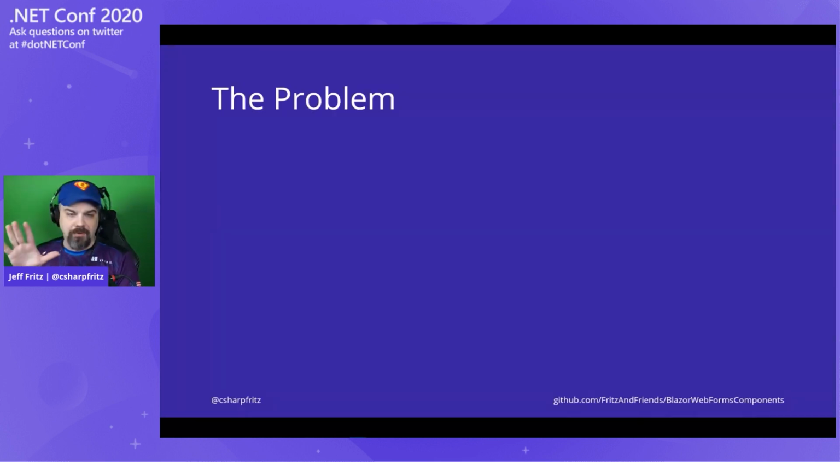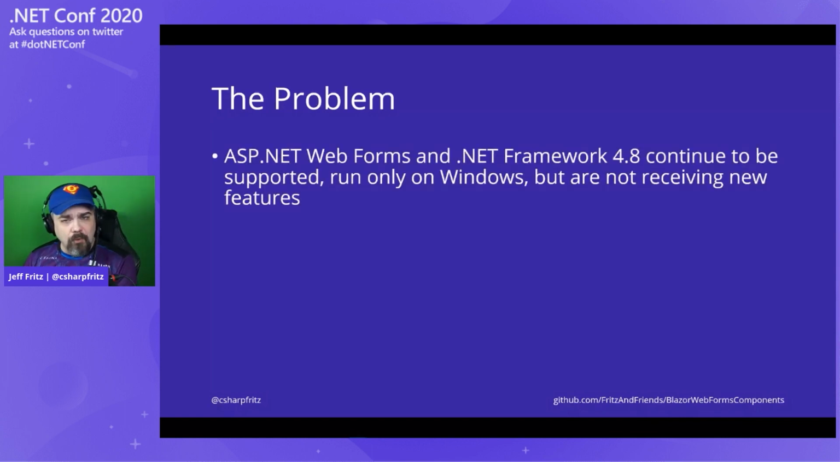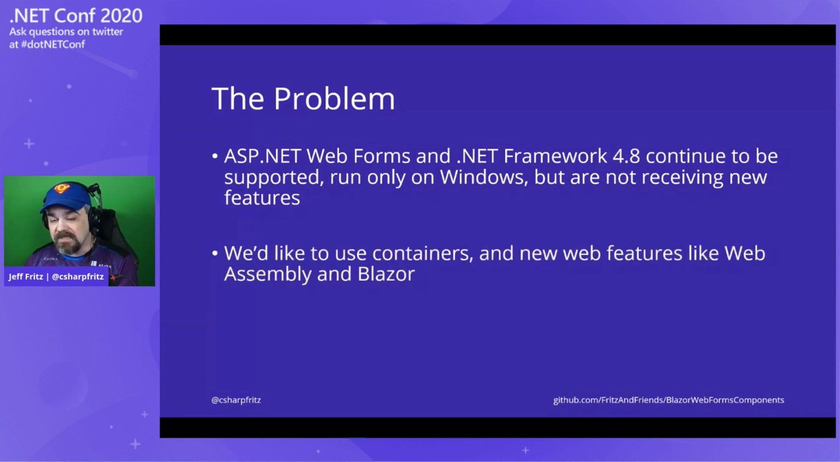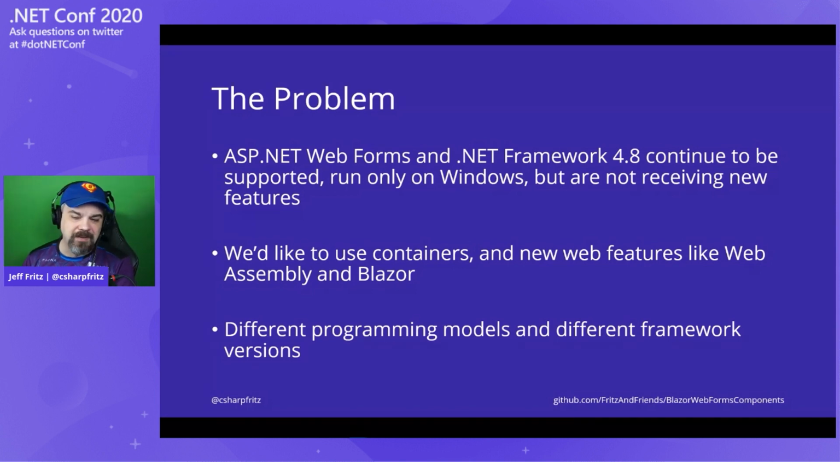So look, we know there's already a problem out there for folks who are ASP.NET Web Forms developers, right? Web Forms, .NET Framework 4.8, they're going to continue to be supported. However, they run only on Windows, and they're not going to be receiving any new features. And we might like to use containers and use some new features like WebAssembly and Blazor inside of our application. Make it a little bit more responsive, make it a little bit more interactive, right? But this means there's different programming models between .NET 5, .NET Core, .NET Standard, .NET Framework, and they don't all play together well, particularly when we talk about ASP.NET Web Forms.